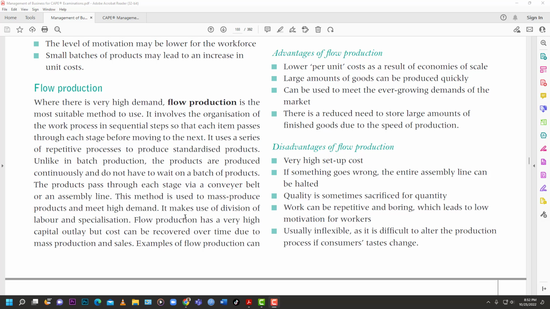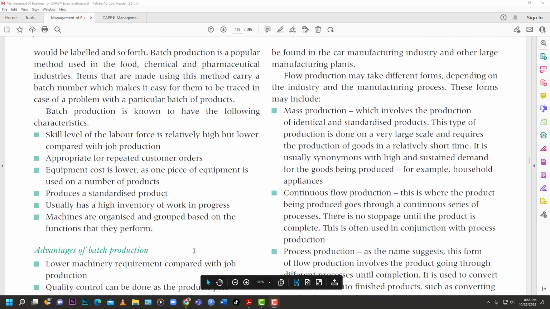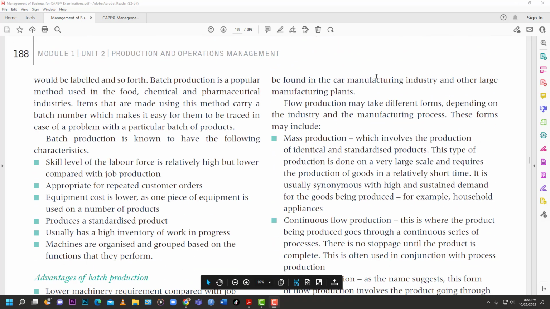It makes use of division of labor and specialization. Flow production has a very high capital outlay, meaning it's very expensive to buy the equipment, but costs can be recovered over time due to mass production and sales. For example, flow production can be found in car manufacturing industry and other large manufacturing plants.